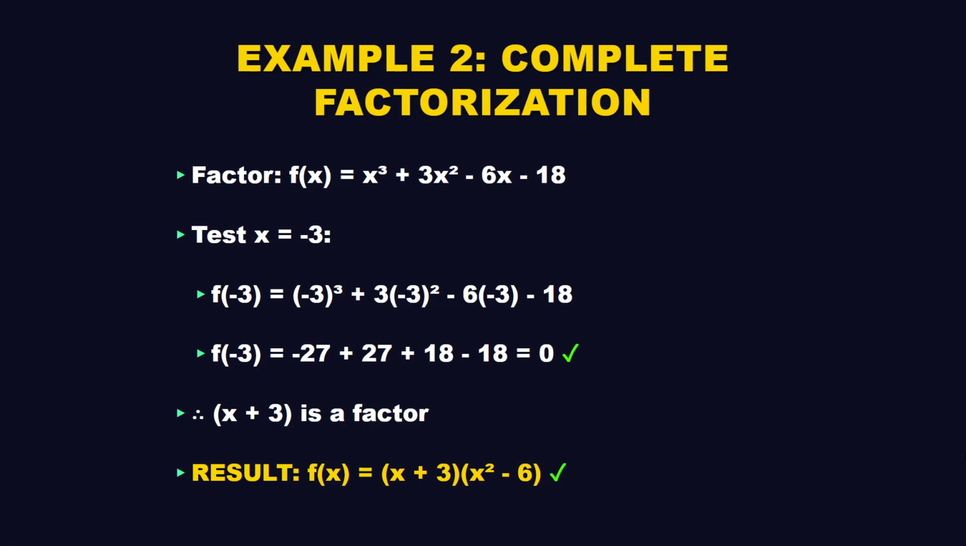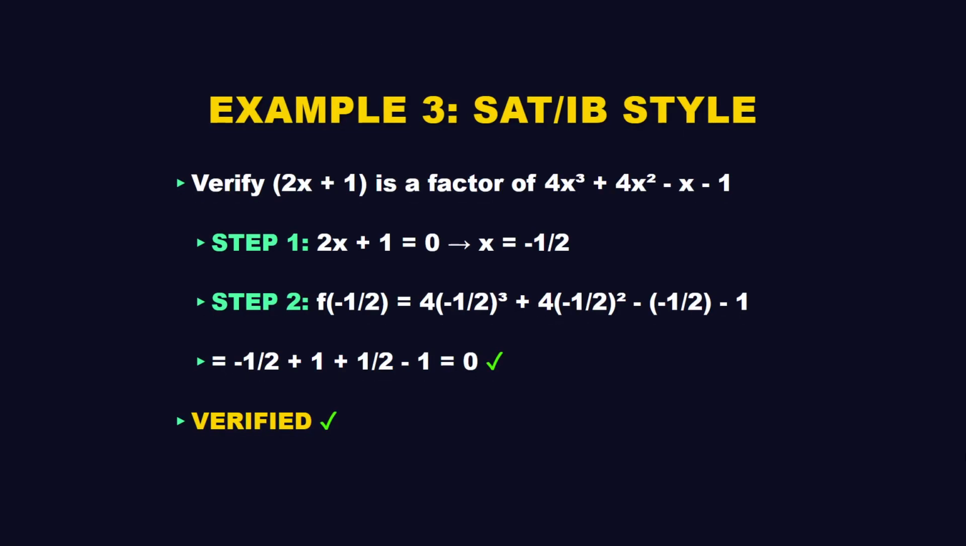This is complete factorization. Let's take a third example. It says verify 2x plus 1 is a factor of 4x cube plus 4x square minus x minus 1. This is a typical SAT or IB exam question. Notice the coefficient here. We have 2x plus 1, not x plus something. Don't let this throw you off.